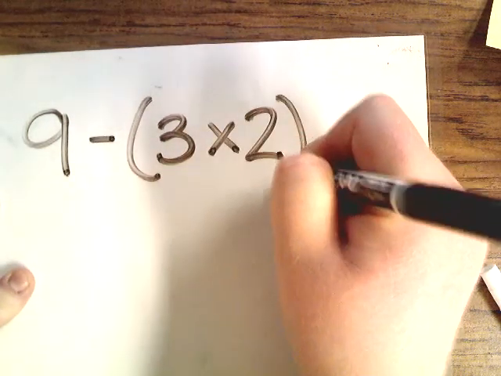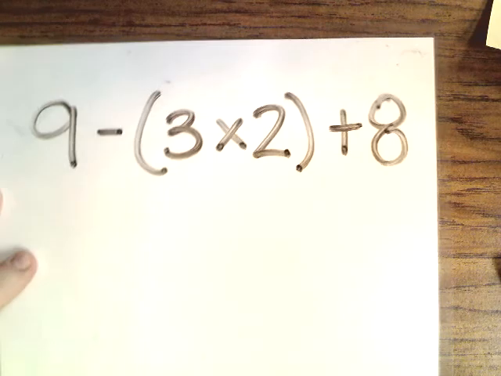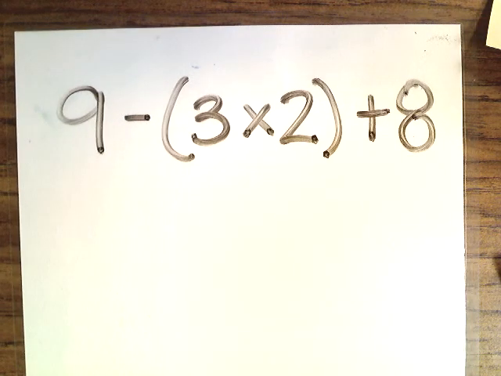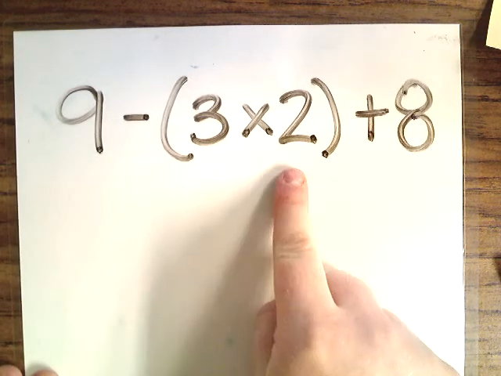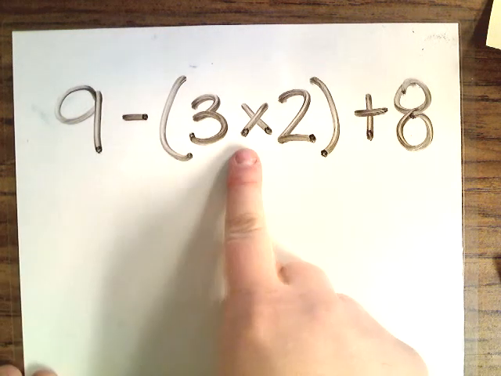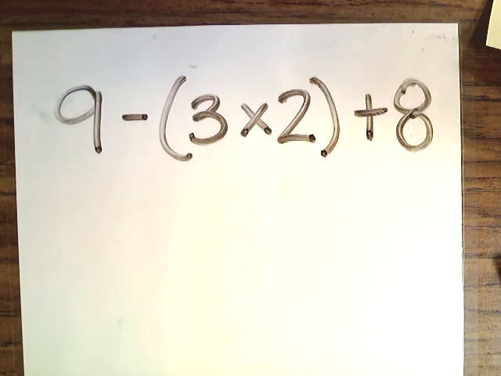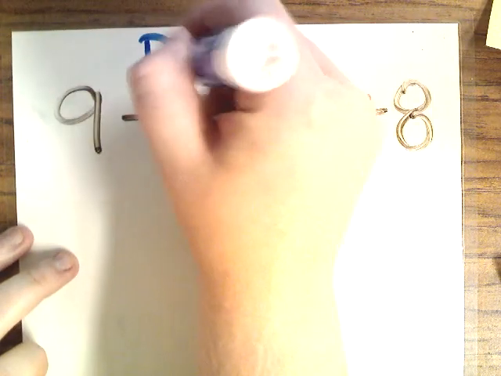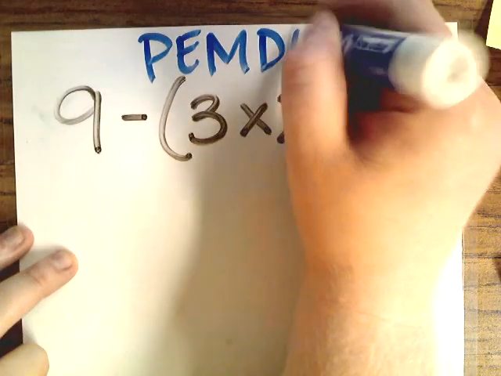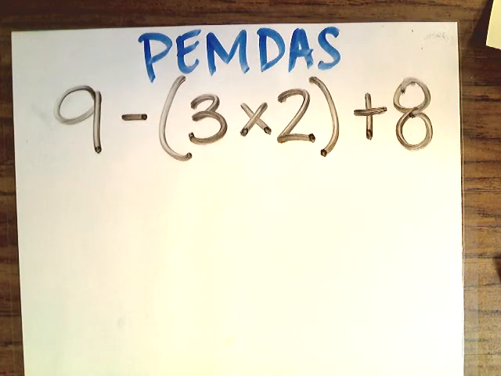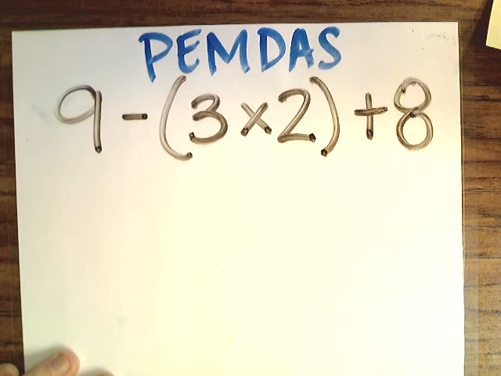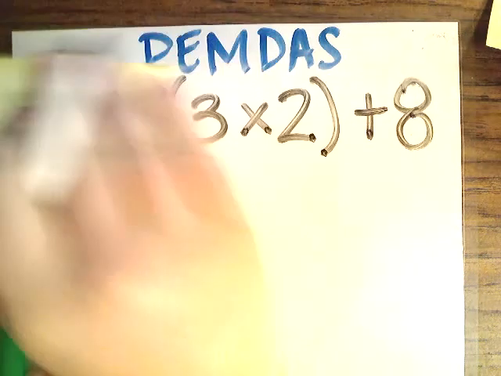9 take away, 3 times 2 plus 8. Okay, looking at this problem, I see multiple numbers. I see multiple operations. So that tells me we are doing PEMDAS. Write it. Okay, I hope that when you paused the video and solved it, that you wrote PEMDAS to remind yourself that that's what you are doing. All right, let's look at this. So we're starting with the P, which stands for parentheses. I see parentheses. I see them right here.